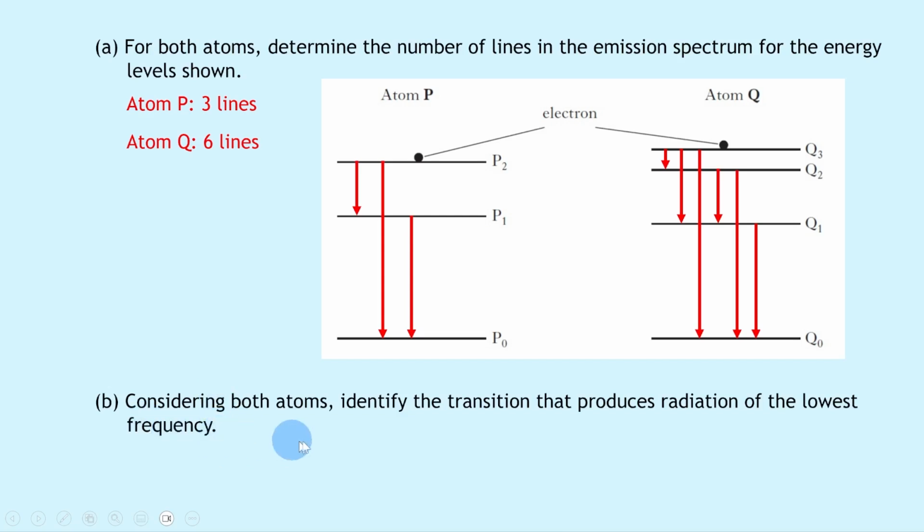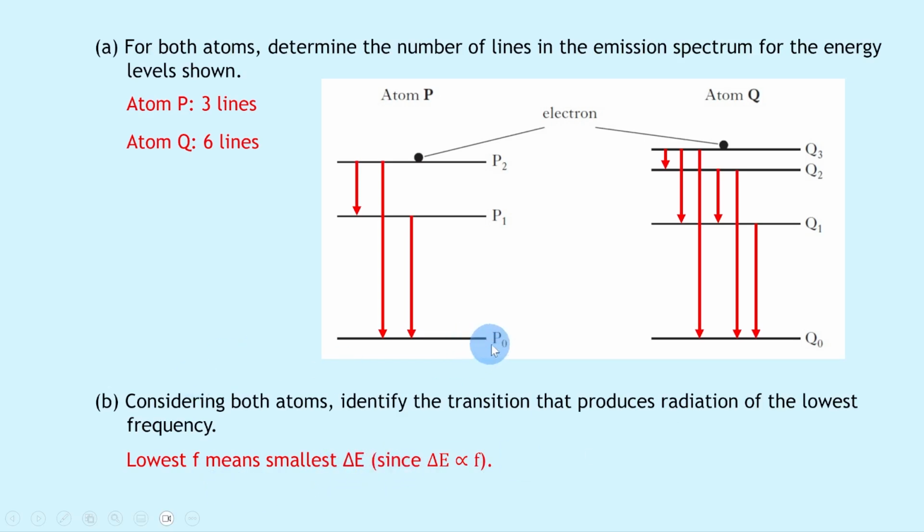Part B says considering both atoms, identify the transition that produces radiation of the lowest frequency. Well, remember the lowest frequency f means the smallest change in energy or smallest energy difference, and just like in question 1, that comes from the relationship delta E equals hf, where we can say that delta E is directly proportional to the frequency f. So that means the smaller f means the smaller change in energy.